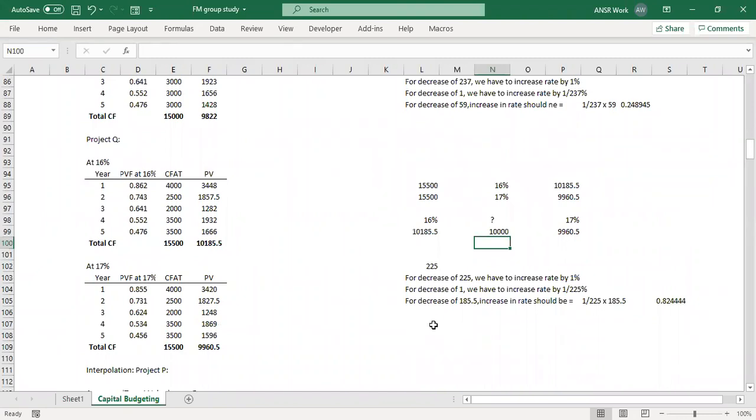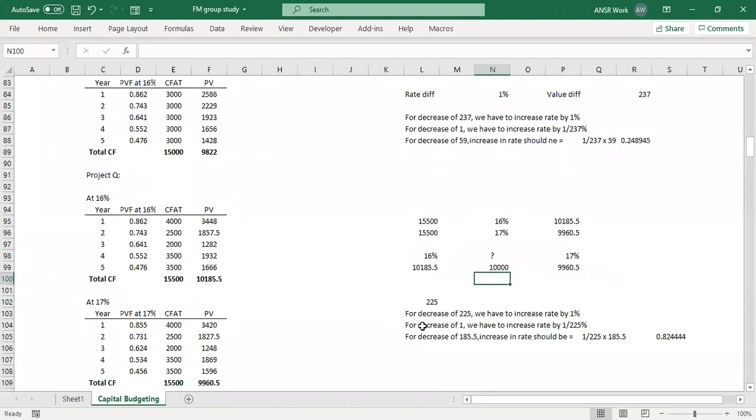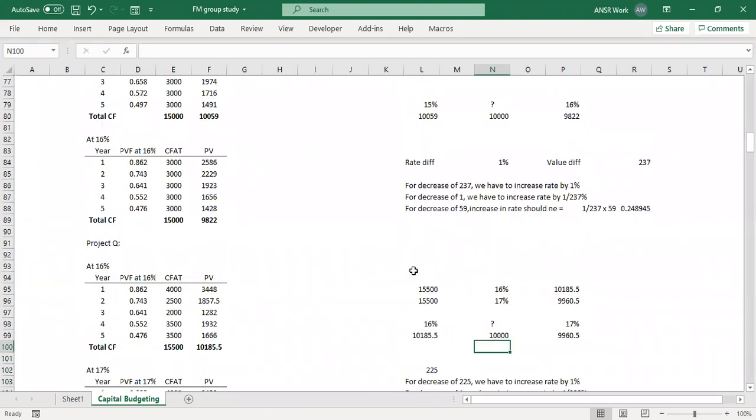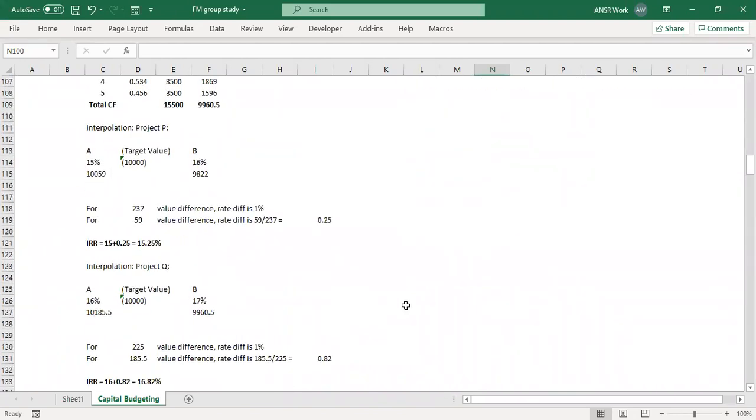Okay. Now that we have reached here, let's decide. Should the higher one be better, or should the lower one be better? Give me some guesses. What should be better? In one project we have 15.25. In another we have 16.82. Which one is better?